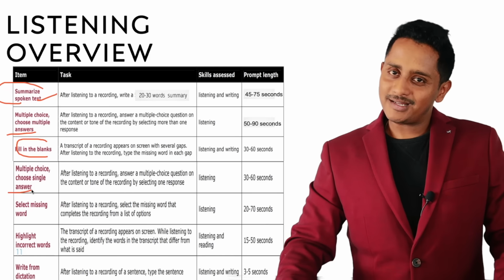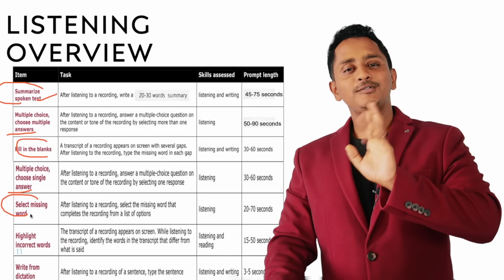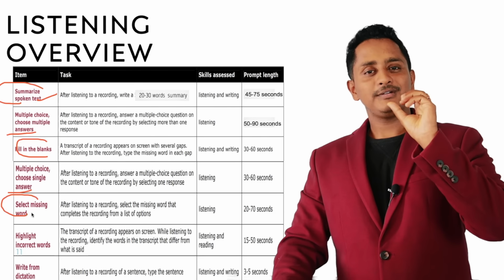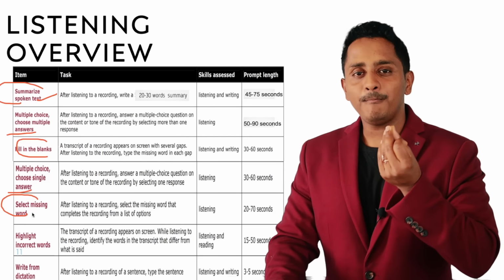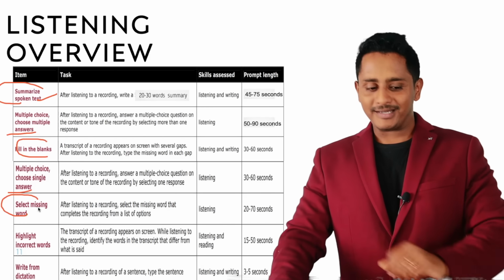Multiple choice, choose single answer: only one answer has to be selected. Select missing word: there will be an audio. In the end of the audio, instead of saying that word, they say beep. You need to guess what word was that based on the context.